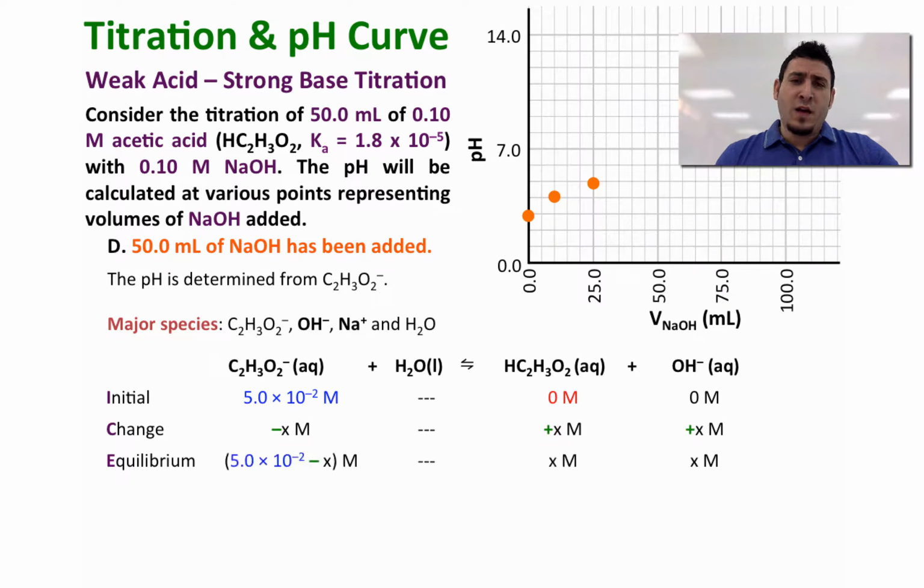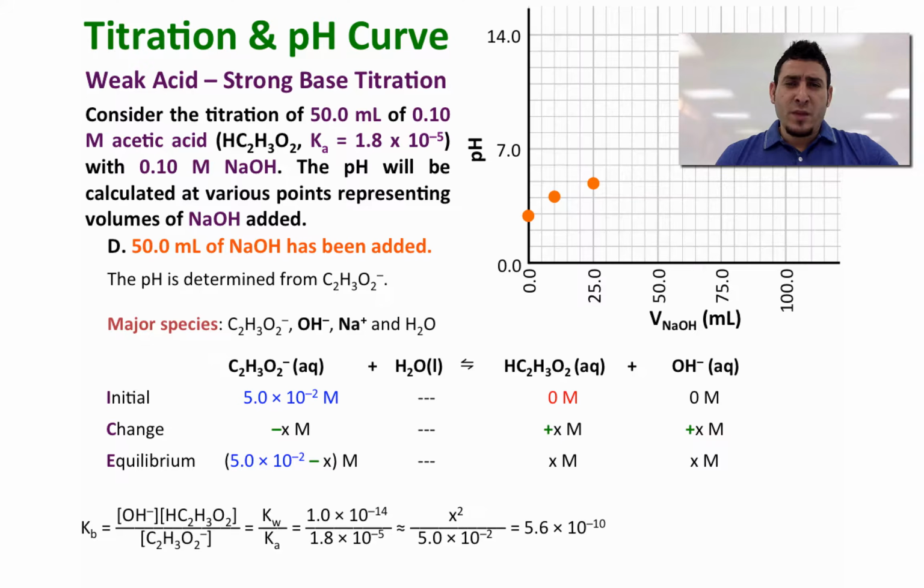Now at equilibrium, I will have 5.0 times 10 to the power minus 2 molar minus X for acetate, X molar for acetic acid, and X molar for OH minus. Now I cannot use Ka anymore, I have to use Kb, where Kb is found the same way as Ka, is equal to the concentration of acetic acid multiplied by the concentration of OH minus divided by the concentration of acetate. Now the Kb in this case is equal to Kw divided by Ka, and it's equal to 5.6 times 10 to the power minus 10.